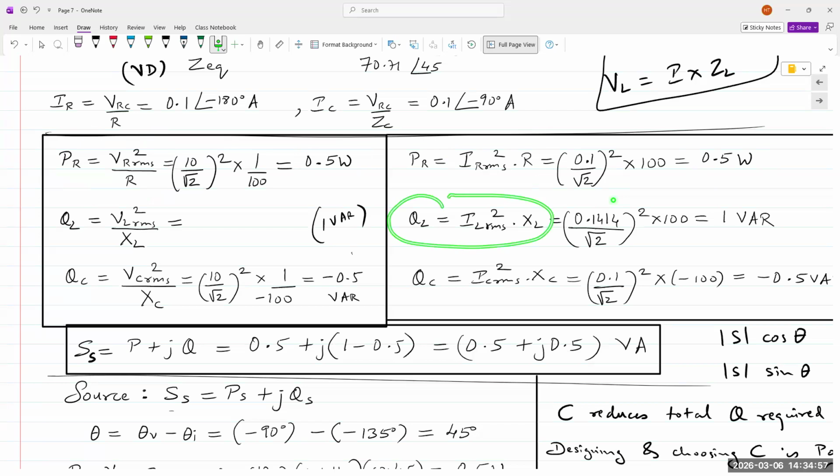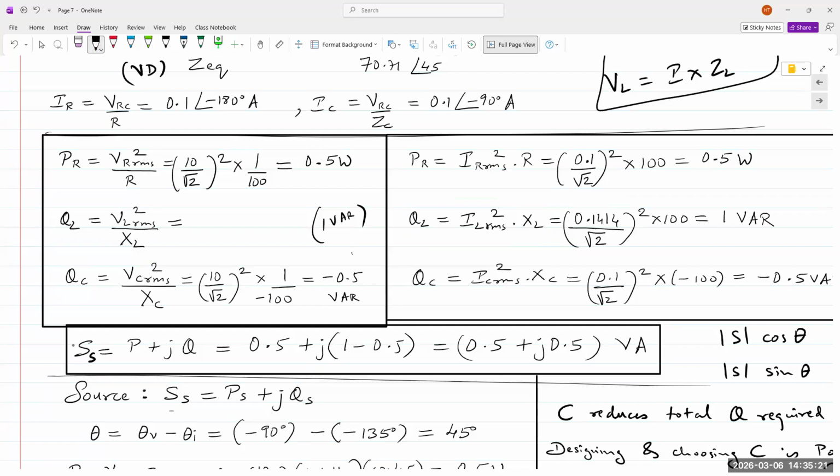QL is IL squared times XL, 1 VAR. QC is IC squared times XC, minus 0.5 VAR. You can perform this with V squared or XC, and you still get the same minus 0.5 VAR.